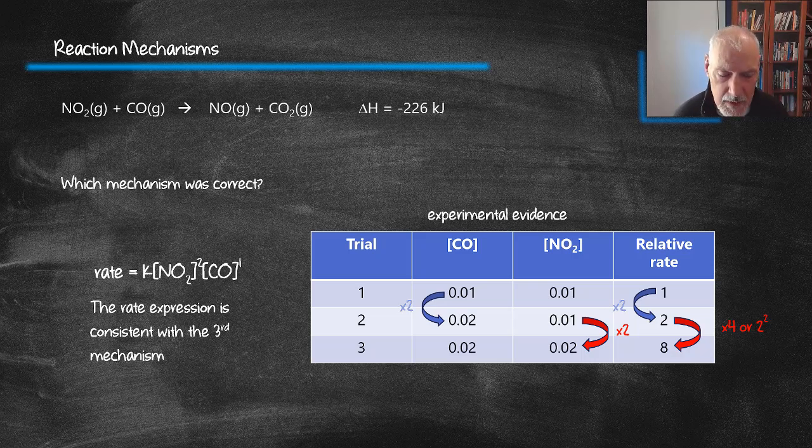So as a quick review, a reaction mechanism is a series of steps involving one or at most 2 particle interactions. The slowest step is always used to determine the rate expression. The speed or rate of a step can be reflected in the activation energy on the energy profile. And experimental evidence is used to determine what's the most likely mechanism.